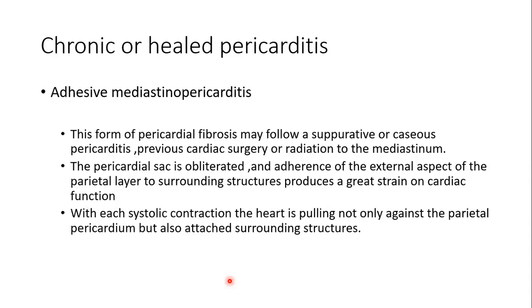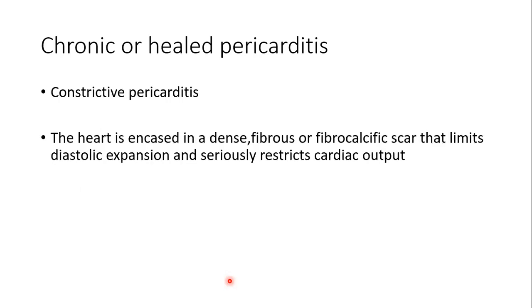We also have the chronic or healed pericarditis, the adhesive mediastinal pericarditis. This form of pericardial fibrosis may follow a suppurative or caseous pericarditis, a previous cardiac surgery, or exposure to radiation. The pericardial space is obliterated, with adherence of the external aspect of the pericardial layer to surrounding structures, producing a great strain on cardiac function. With each systolic contraction, the heart is pulling not just against the parietal pericardium, but also the adjoining structures to the pericardium. Over time, it will actually lead to constrictive pericarditis.